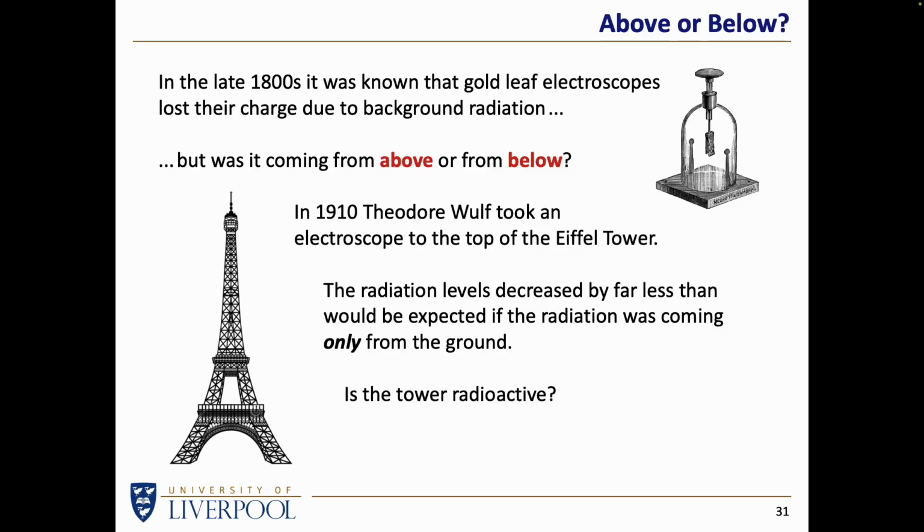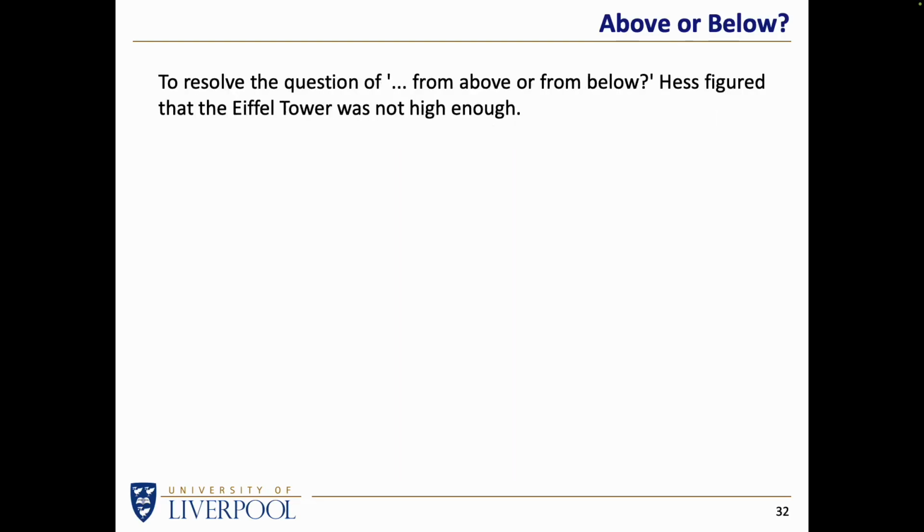So they thought, do we have complications? Is it possible that the Eiffel Tower is radioactive? Not a silly thing to say, because the Eiffel Tower is made of iron. Iron is dug out of the ground. The ground is radioactive, so maybe the Eiffel Tower is radioactive. But also they knew about radon, so they knew the atmosphere was mildly radioactive. So is it possible that their results were being affected by the atmosphere around them? So it was inconclusive. That's where Hess comes in.